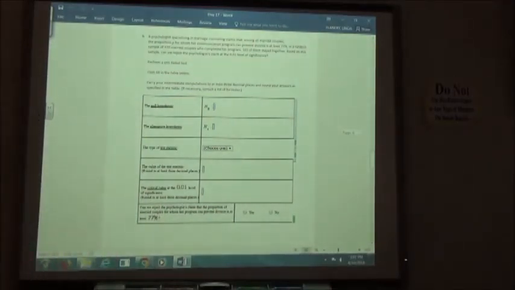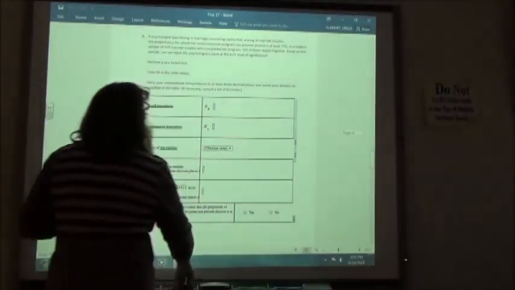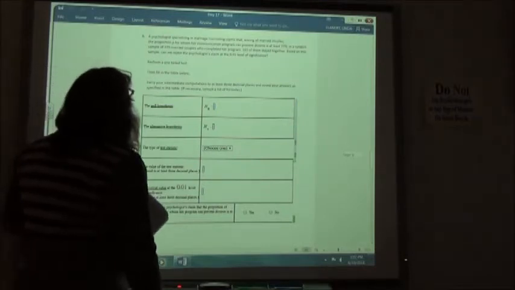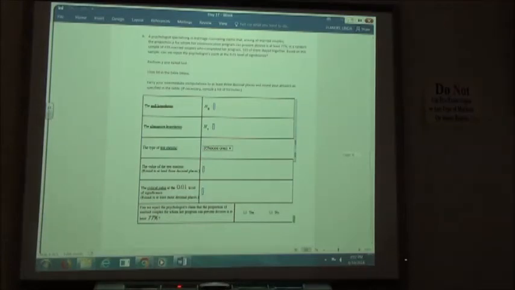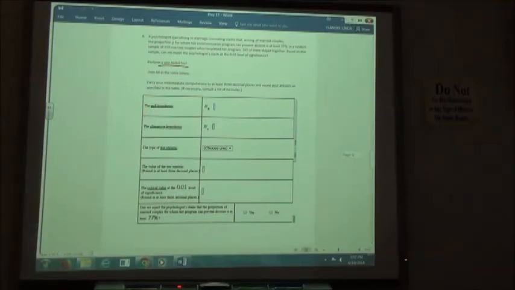Number 6. A psychologist specializing in marriage counseling claims that among all married couples, the proportion P for whom her communication program can prevent divorce is at least 77%. In a random sample of 220 married couples who complete the program, 165 of them stay together. Based on this sample, can we reject the claim at a 0.01 level of significance? Perform a one-tailed test. We know if it's a one-tailed test, it's going to have the greater than or the less than, not the not equal to one.